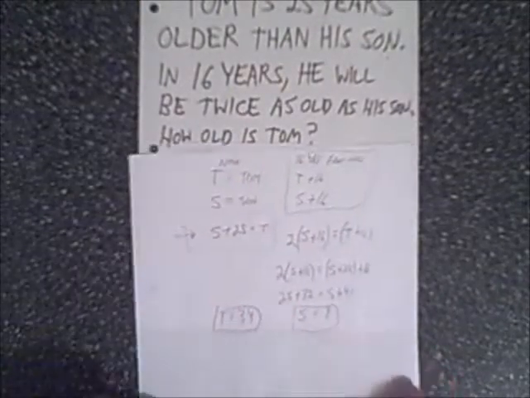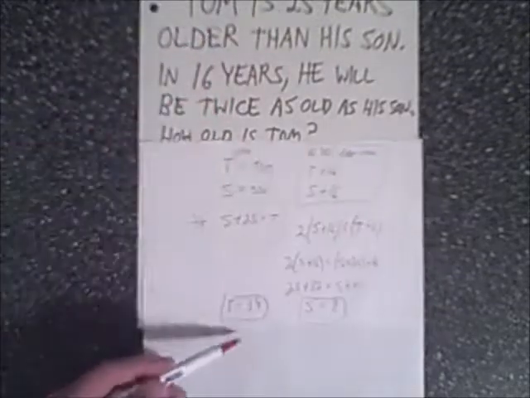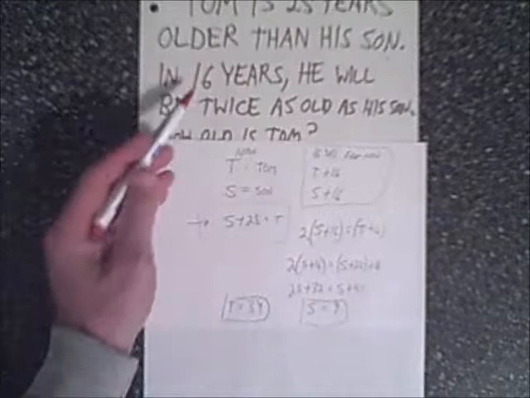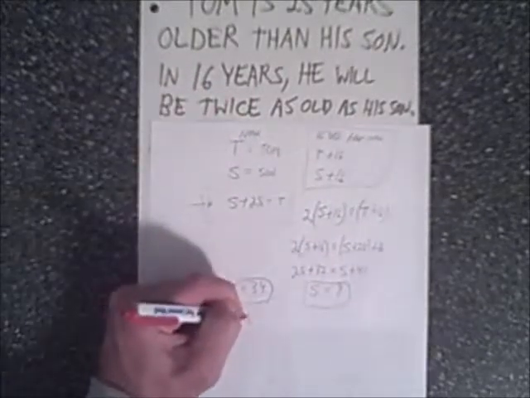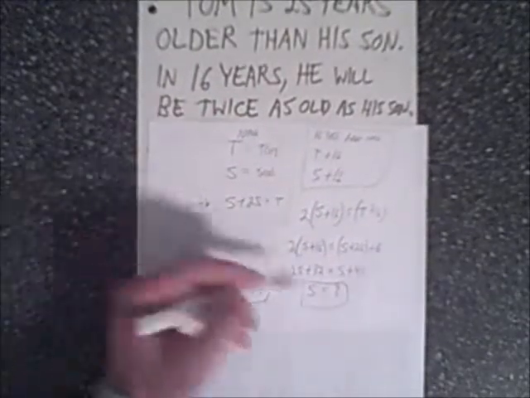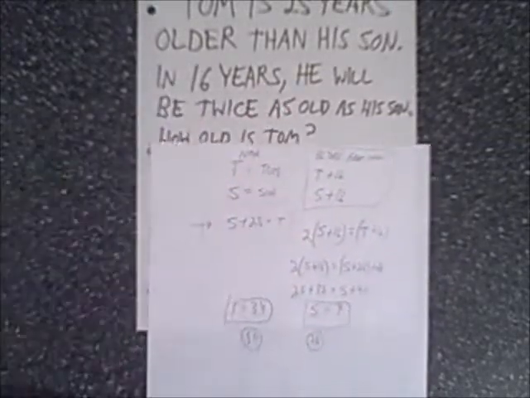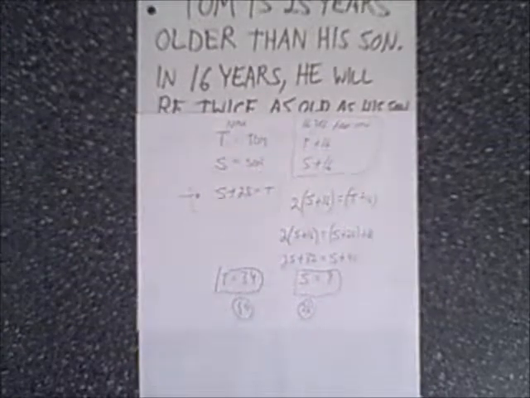Okay, let's see if this is right. Right now Tom is 25 years older. 34 and 9, the difference is 25, correct. And in 16 years, Tom will be 50, and in 16 years, his son will be 25. So indeed, Tom will be twice as old as his son in 16 years.